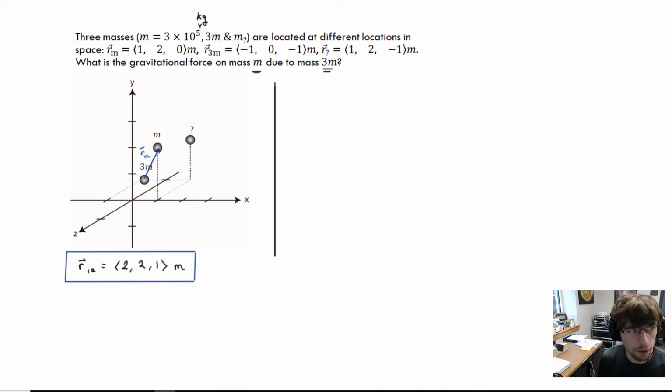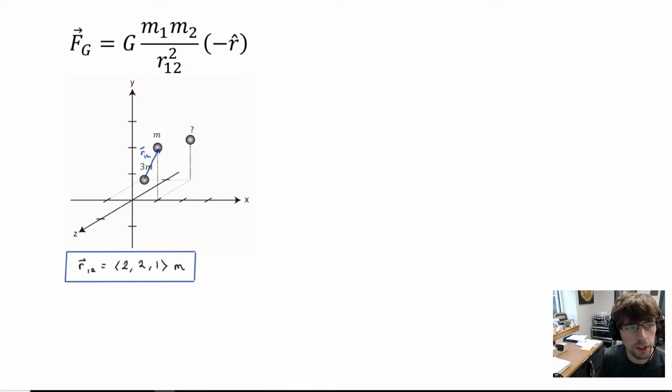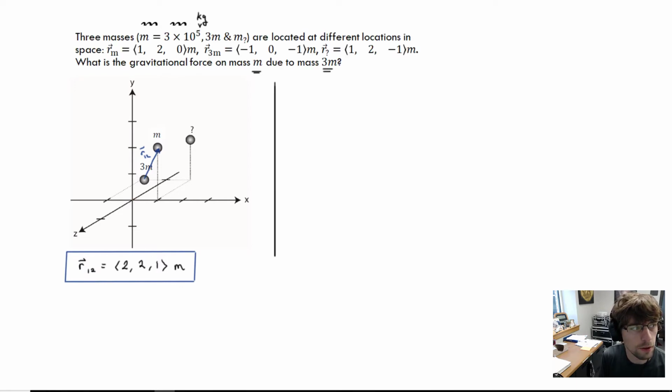Now we've got 2 more pieces of information we need to calculate. The first one is we notice that R12, it's a magnitude and it's squared. So we better find the magnitude of this vector. So that's the second step. Let's go ahead and get that rolling. So I'll put here the magnitude of this.